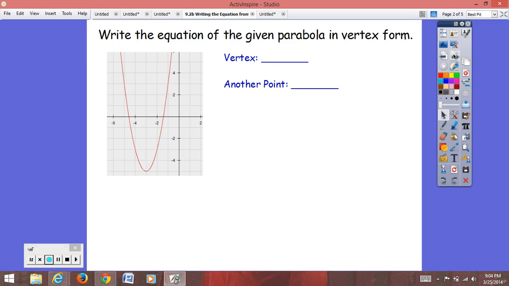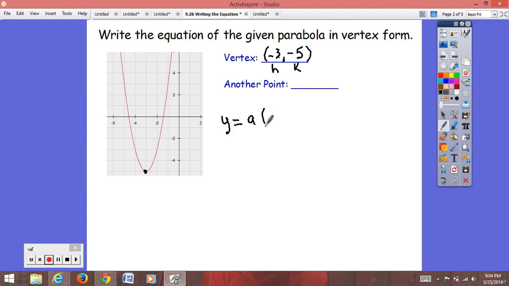So if we want to write the equation of this graph in vertex form, we need to first find our vertex, which is at the point (h, k), and it is at -3, then 1, 2, 3, 4, 5. So our vertex is at the point (-3, -5). -3 is our h, -5 is our k.